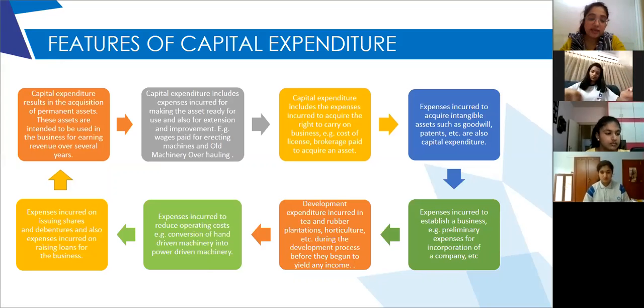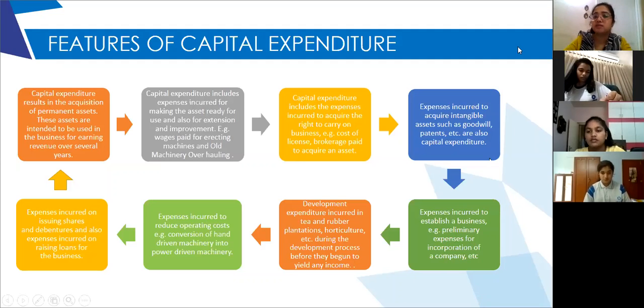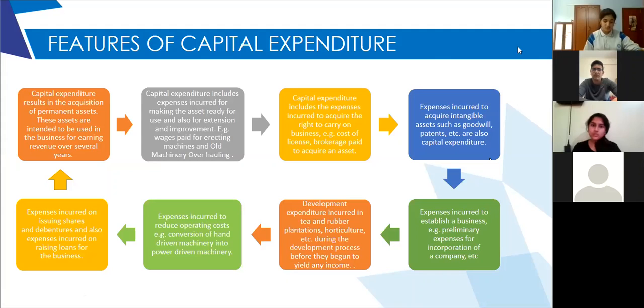Developmental expenditures, like to have a plantation, like a rubber tree plantation. Any developmental processes come under capital expenditure. And expenses of preliminary nature. Remember, preliminary expenses I have discussed with you in some type of asset. Who remembers? Last year we had done it.